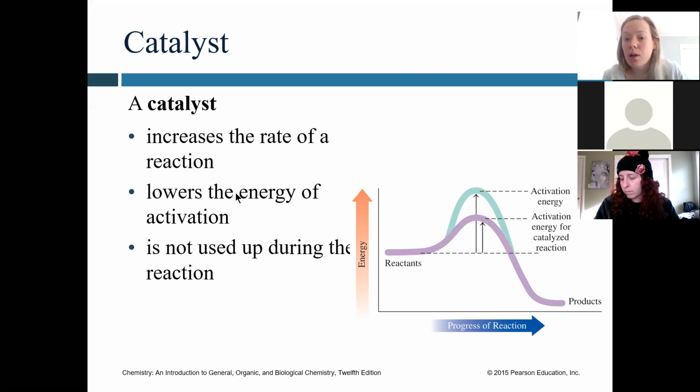Catalysts are also not absorbed in a reaction. And we will come back to catalysts later when we get into the biochem part, but you can reuse a catalyst over and over and over again. So it doesn't actually get used up or digested by the reactants. It doesn't affect the reactants. It doesn't affect the products as far as like what they're made of or their formulas. It only lowers this activation energy.